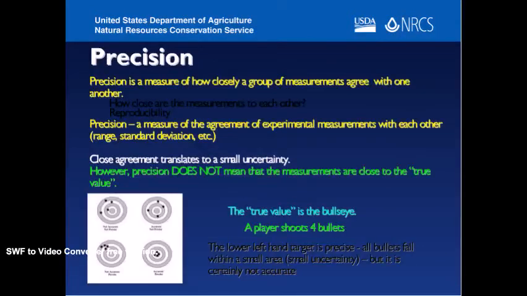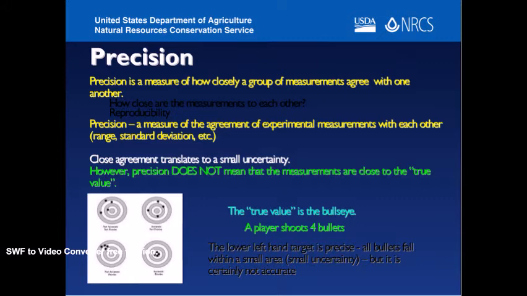We're going to cover something here that everybody's aware of: precision. And precision is a measurement of how closely a group of measurements agree to one another. Basically, how reproducible are they? How close do all of these measurements come together? A close agreement translates into a very small uncertainty. However, precision does not mean that the measurements are close to the true value.